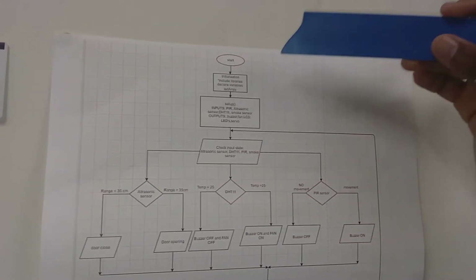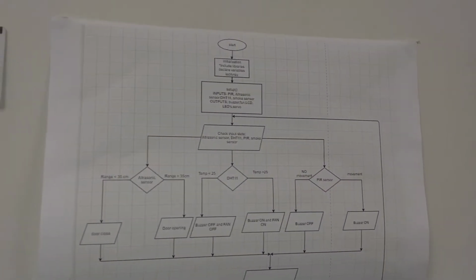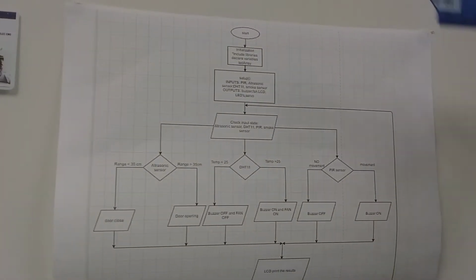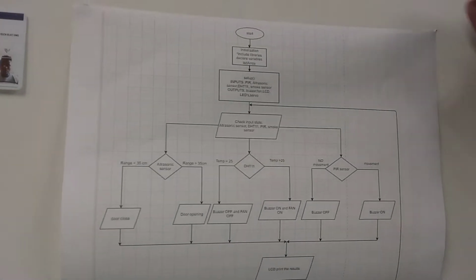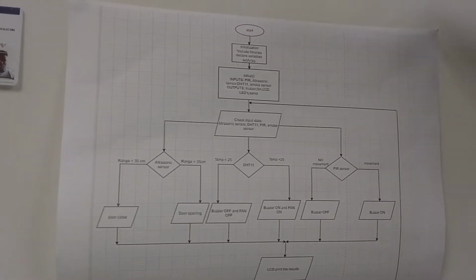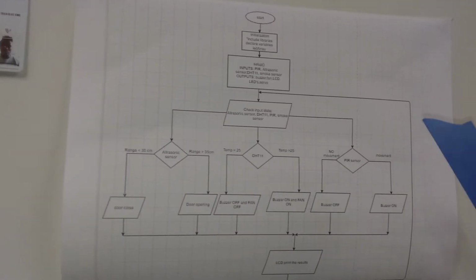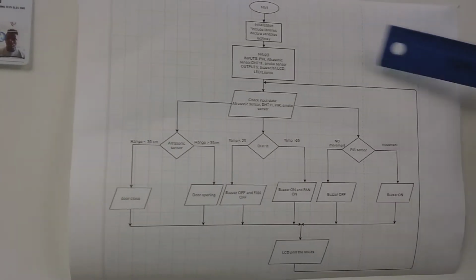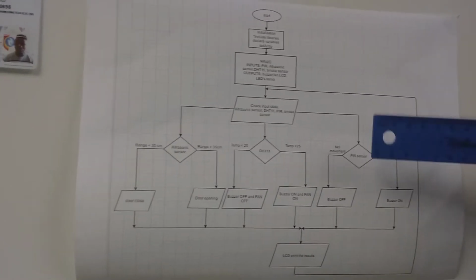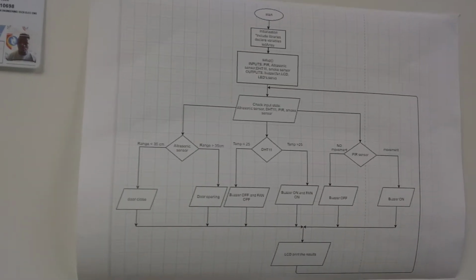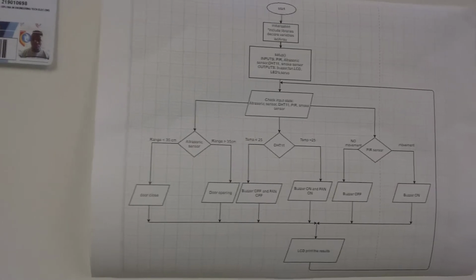So this is my flow chart, and this is the initialization of the program, where I included the libraries, and then this is the setup where I determine the inputs, which are the PIR, the ultrasonic sensor, the DHT11, and the smoke sensor, and the outputs are the buzzer, fan, LCD, LEDs, and a servo. After the setup, the next step is the check input state, where I will be checking the results of the ultrasonic sensor, the DHT11 and the PIR.